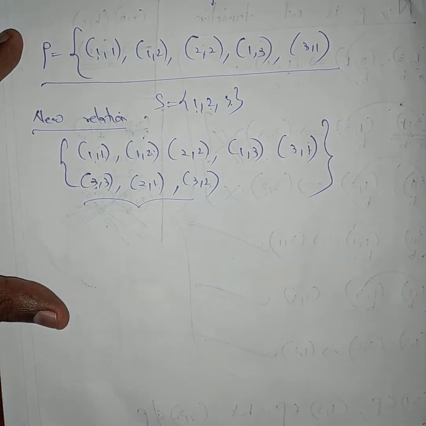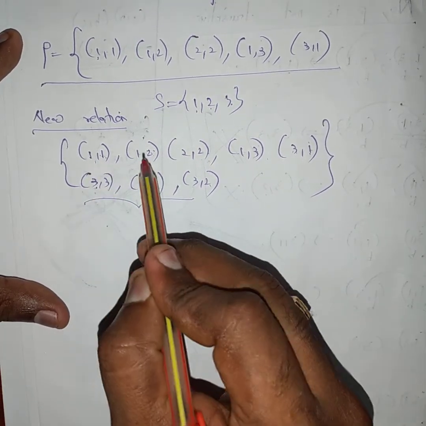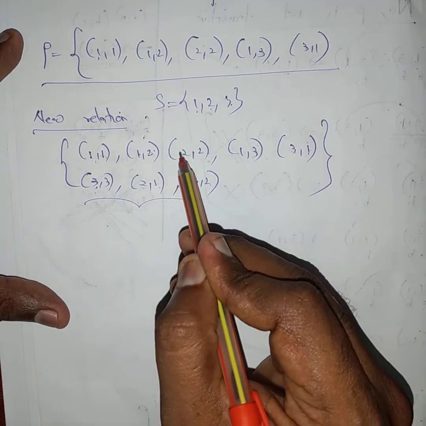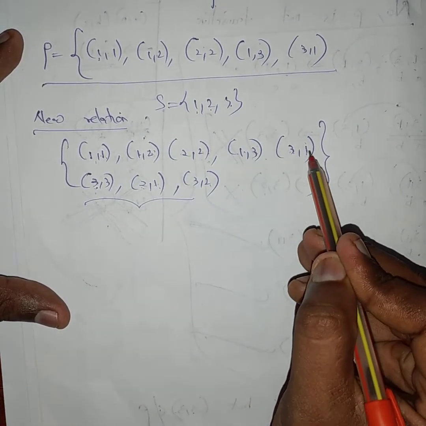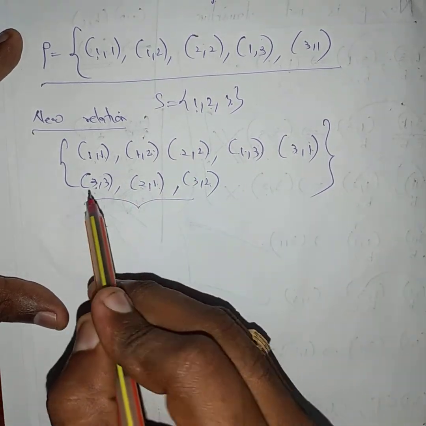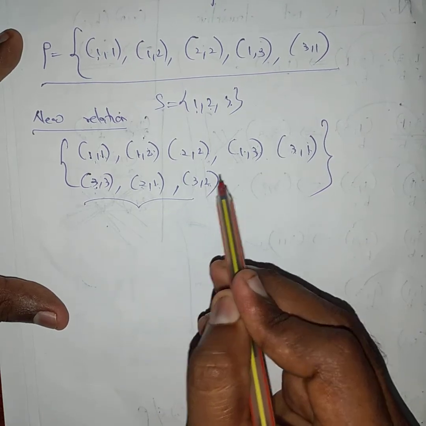I need to check for symmetric. For symmetric, what do I want to do? 1, 1 means 1, 1. 1, 2, that is 2, 1. 2, 2 means 2, 2. 1, 3, that is 3, 1. 3, 1, that is 1, 3. If (a, b) then (b, a). 3, 3, 3, 3. 2, 1, 1, 2. 3, 2, there is no 2, 3.